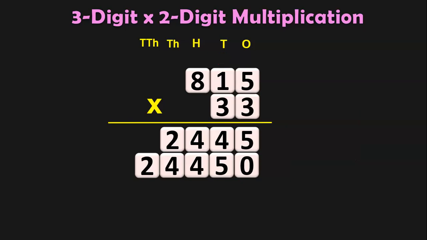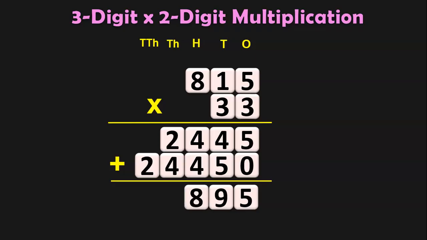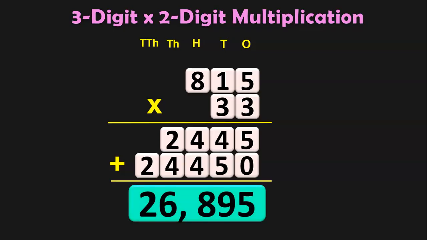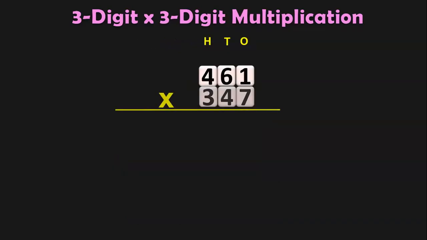What is the next step now? We'll have to add these two products that you have got. 5 plus 0 is 5. 4 plus 5 is 9. 4 plus 4 is 8. 2 plus 4 is 6. And 2 in the 10,000s place. So, the answer is 26,895. The next sum that we are going to do is 461 by 347.